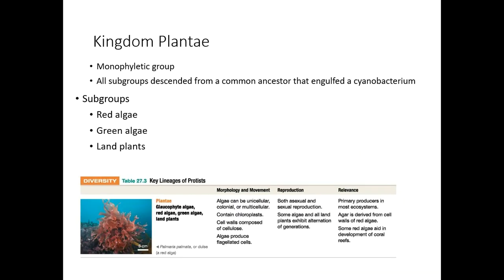Kingdom Plantae is another example. Kingdom Plantae is a monophyletic group, so this group has one ancestor. Plantae have chloroplasts and perform photosynthesis. The term Plantae is used to include the red algae, green algae, and land plants. Specifically, the red algae are marine. Their cell walls have cellulose. They're photosynthetic and multicellular. These play a really important role in stabilizing coral reefs as well.